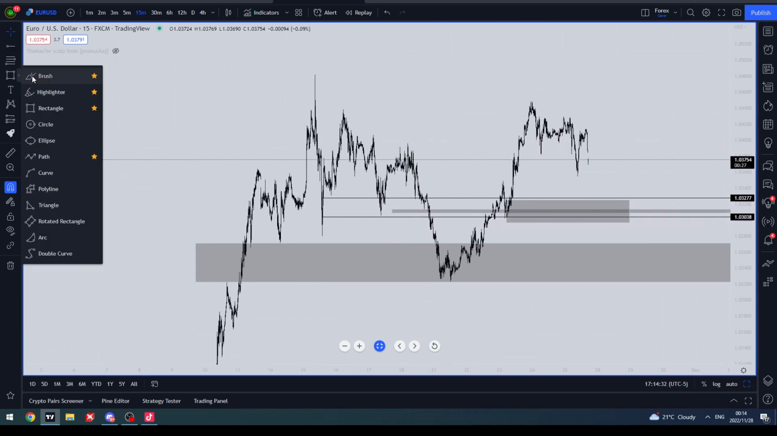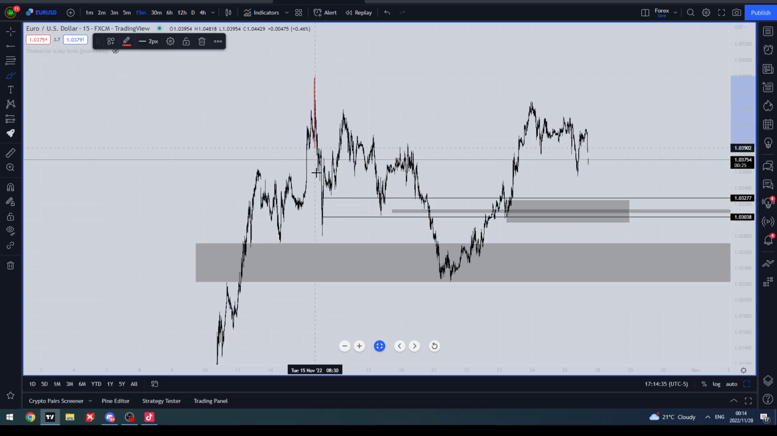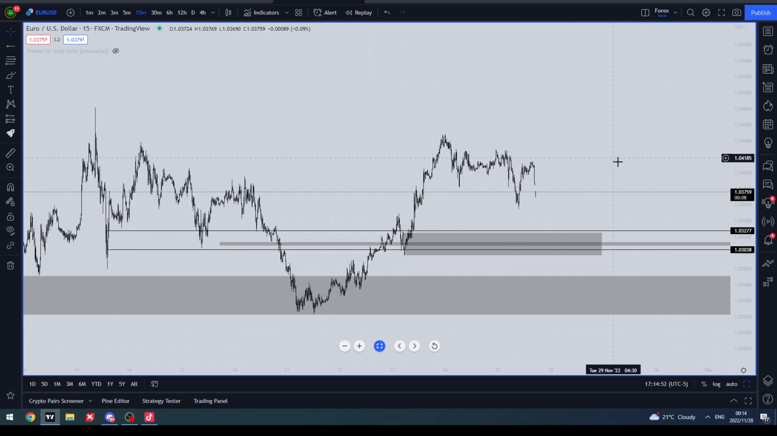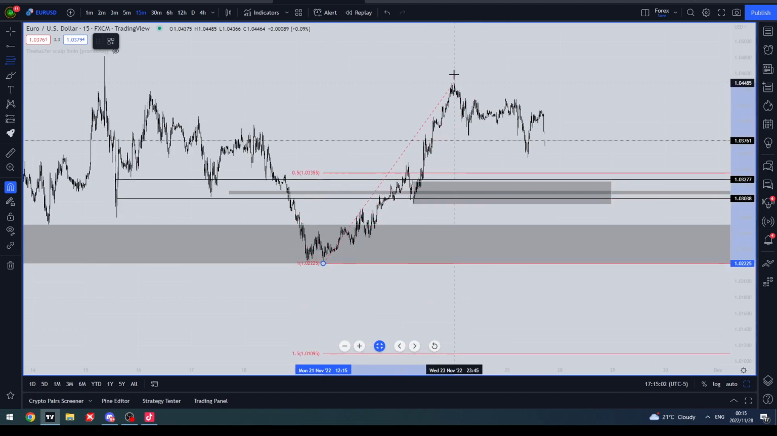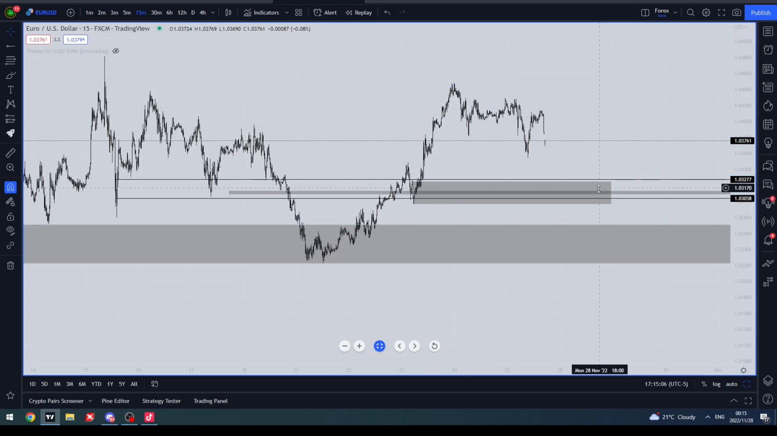There. Accumulation, accumulation, failure swing, opposing liquidity run, push, retrace, continuation. You're only interested in buying on the discounted end of the range. That is below the 50%, anything here. Right? That's euro.